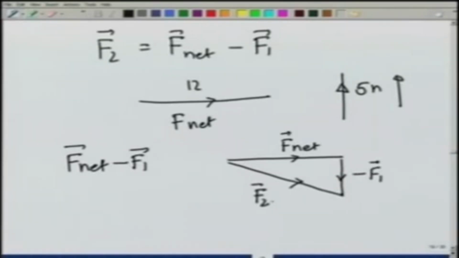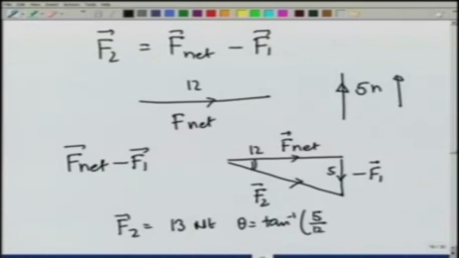You can see that F 2 is going to be 13 newtons, because this is 12, this is 5, at an angle theta equals tangent inverse 5 over 12 towards south from the east. So, I have given you two examples, one in which we added two vectors and one in which we subtracted one vector from the other.